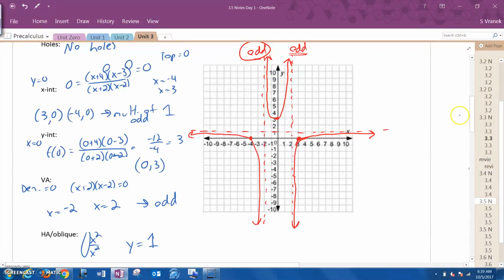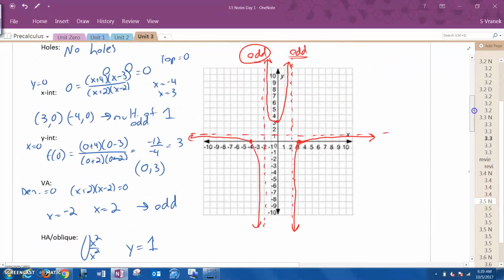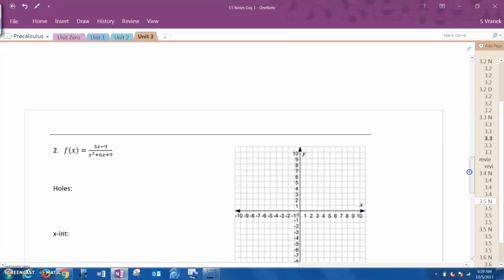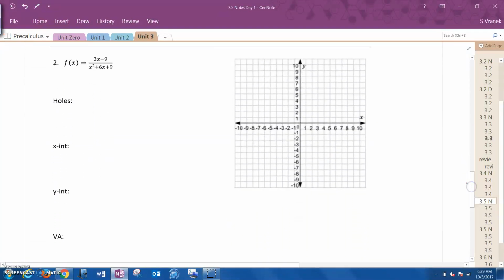You can check your graphing calculator, but remember this quiz is non-calculator, so you should be able to do all this without a calculator. Then the last step would be, but if you ever want to check, you can. All right, let's do one more today.